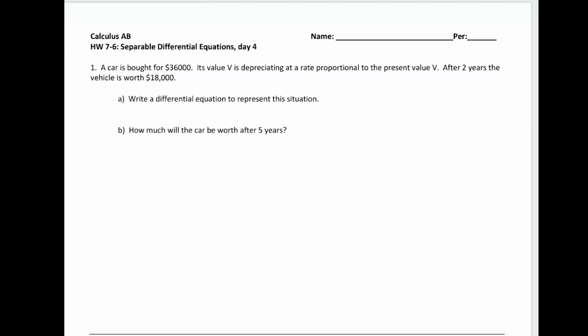So number one says a car is bought for $36,000. Its value is depreciating at a rate proportional to the present value K. So first of all, it's depreciating, meaning it's losing value. Okay, so let's just make a quick note of that. And it says the rate is proportional. So at a rate, the rate here, that's our derivative. That's going to be our dV/dt, in other words, the derivative of the value with respect to time.